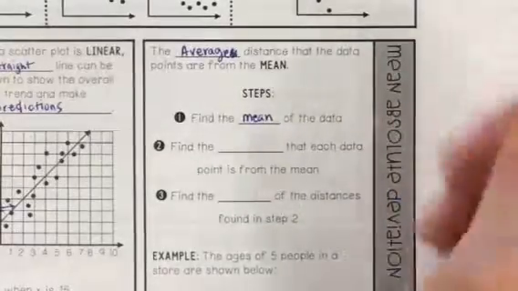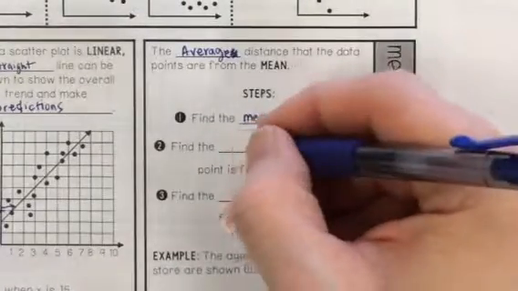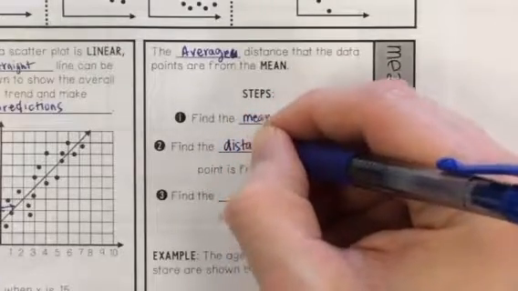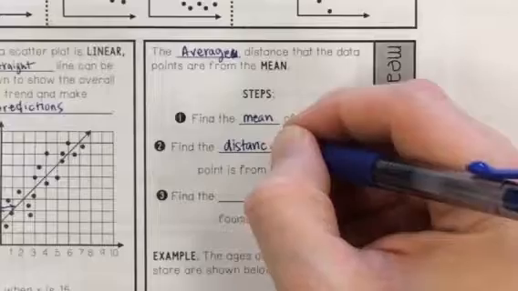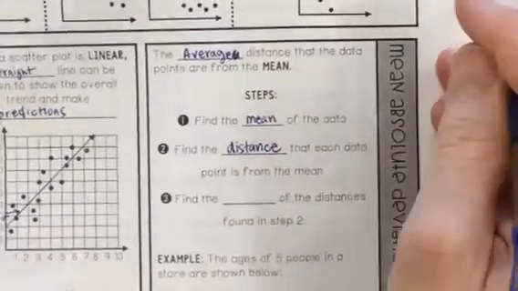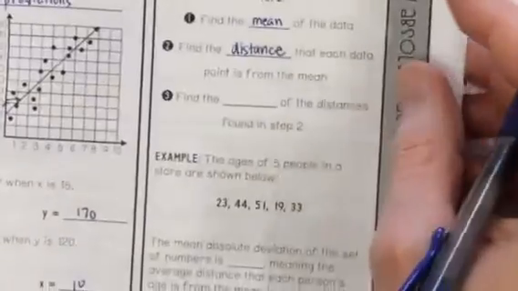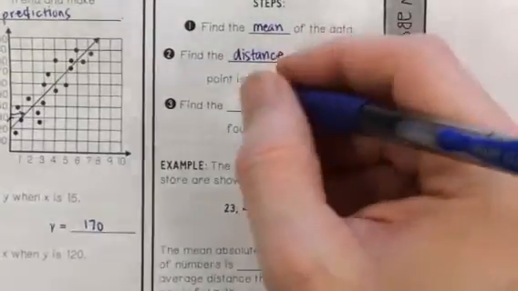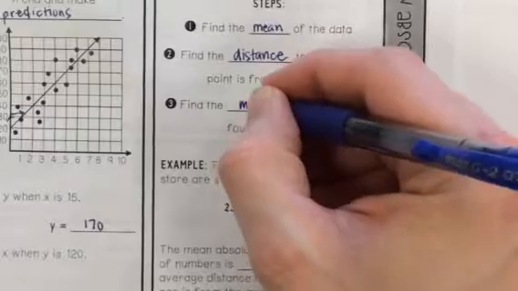Then, once you've found the mean of the data, you find the distance that each number is from the mean. So that's a subtraction problem. But remember, it needs to be positive, so you use an absolute value around it. And then step 3, once you've found all of the distances, you find the mean of those distances.